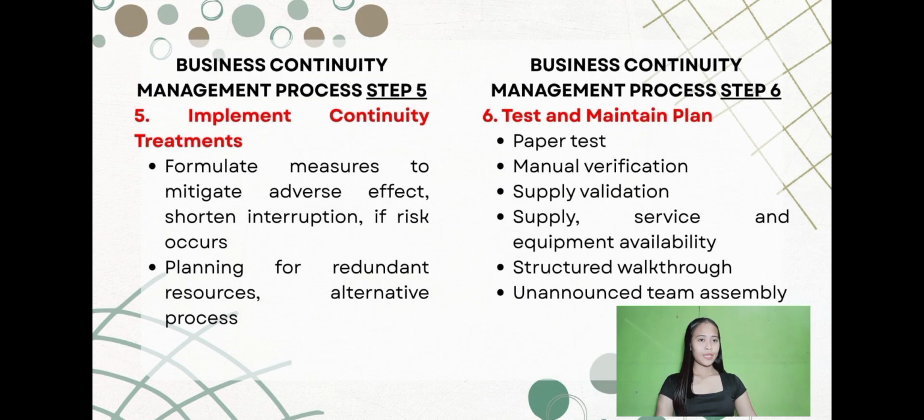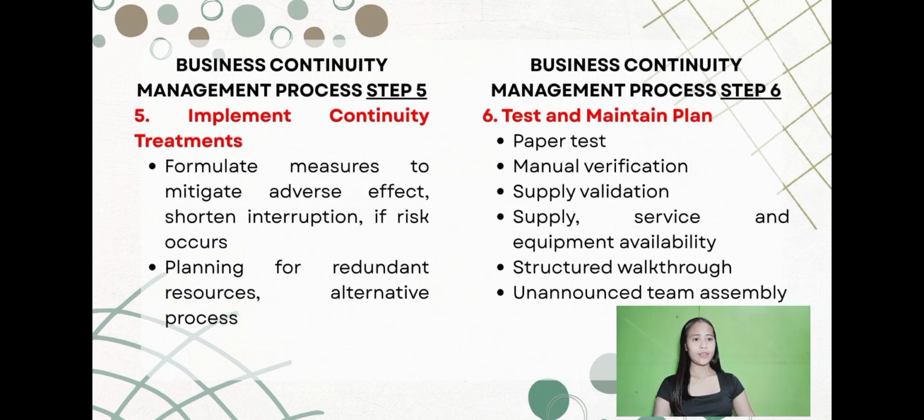Step 5. Implement continuity treatments. So, this step puts into action the solutions designed in step 4 to ensure the business can continue during disruptions. A. Formulate measures to mitigate adverse effects, shorten interruption if risk occurs. So it creates actions that reduce the impact if a disruption happens.